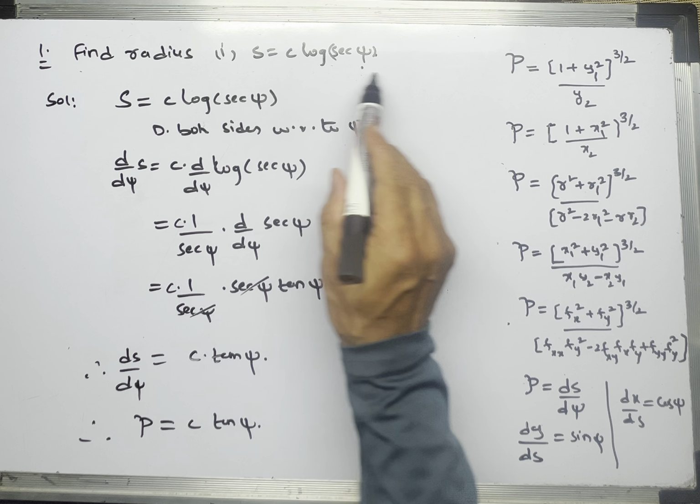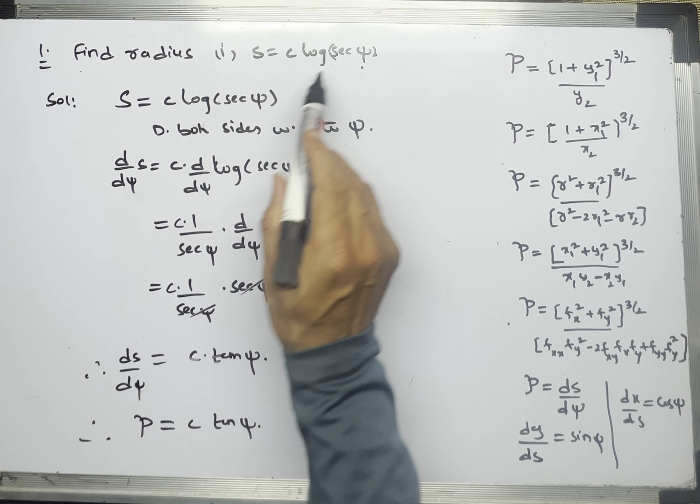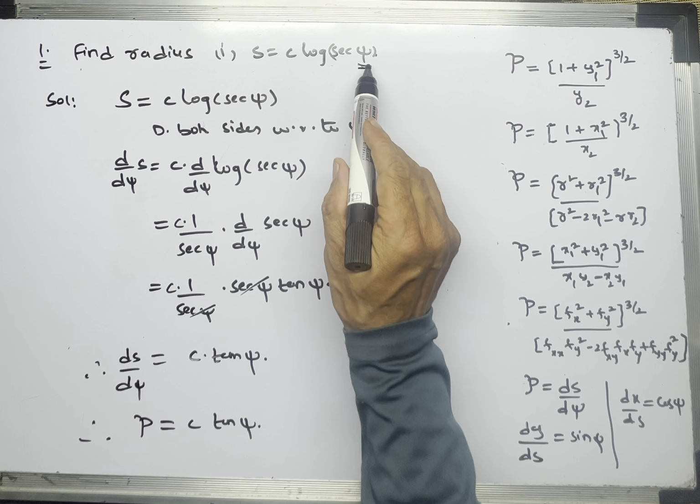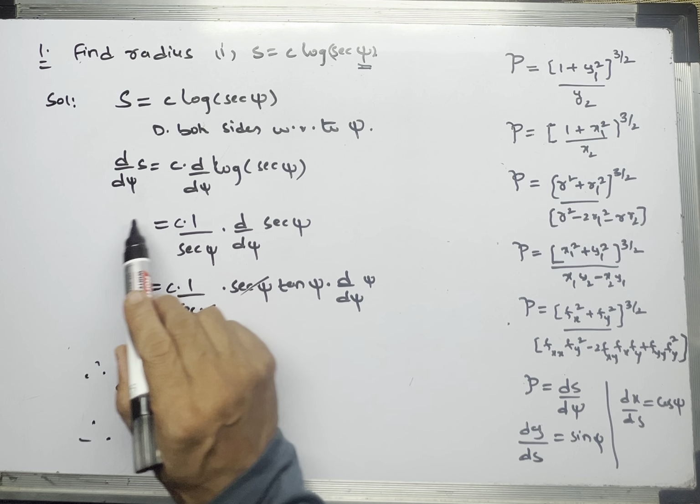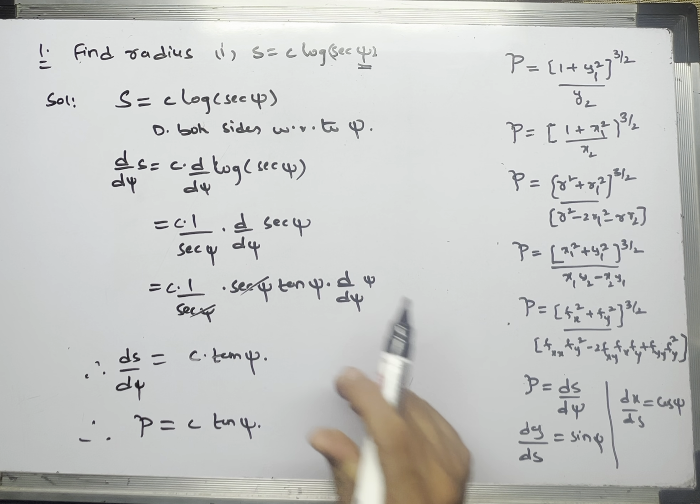Once again, check it out. When the function is given in terms of s, immediately you should differentiate with respect to whatever angle is given. Suppose this is theta, then you have to differentiate both sides with respect to theta. Then you will find ds by d psi.